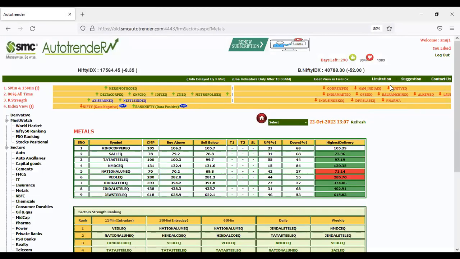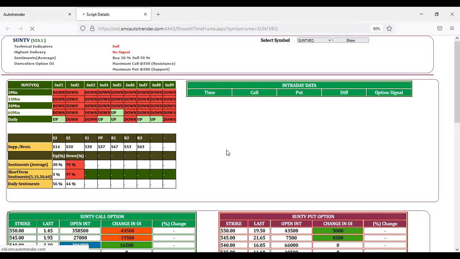Take the example of NAM India or Sun TV. Say Sun TV. Again, daily sentiment is mixed. There is no point taking a positional trade because all the other factors are indicating a downtrend. So you take a quick entry, quick exit kind of a thing.